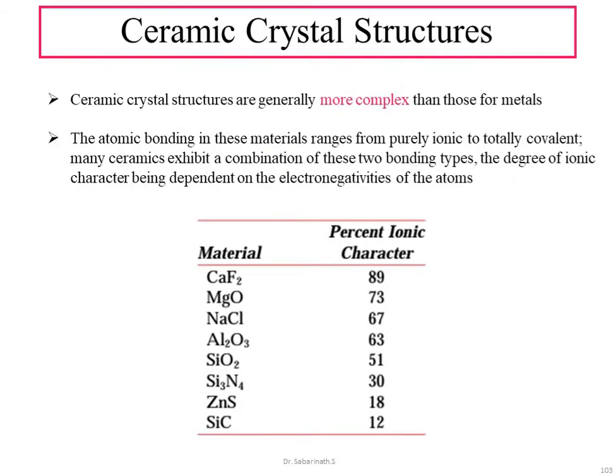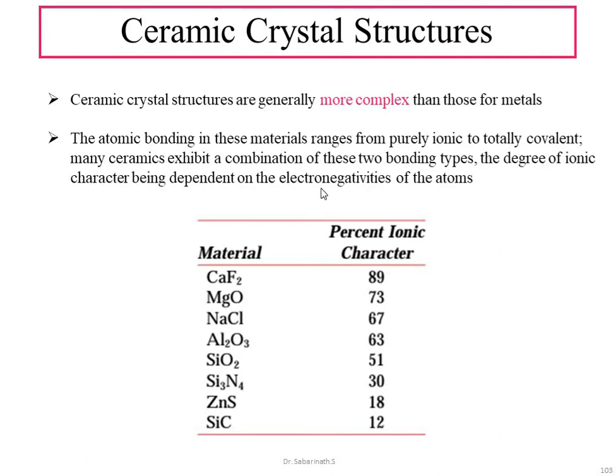Now moving to the next topic, the ceramic crystal structure. We have studied ceramic structures, and they are more complex than those of metals. Here the atomic bonds in these materials range from purely ionic to totally covalent, because some ceramic crystals are ionic and some have covalent structures. Many ceramics exhibit a combination of these two bond types, and we can express it as a degree of ionic character or a degree of covalent character.